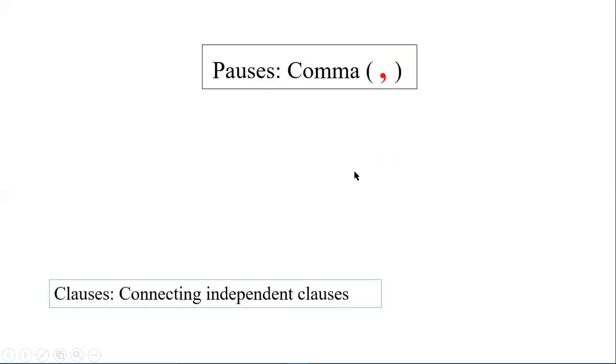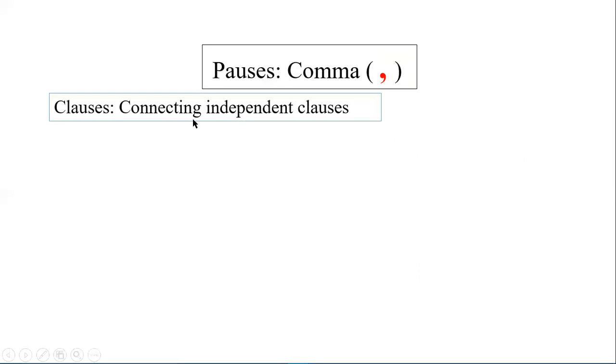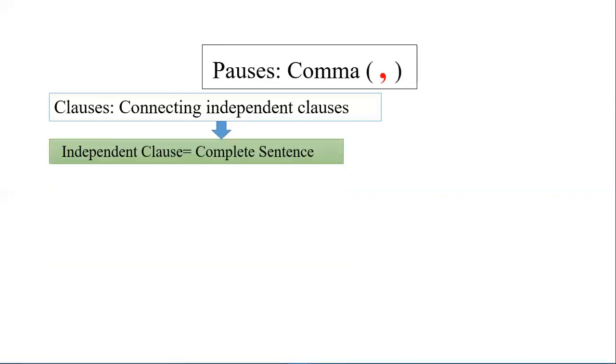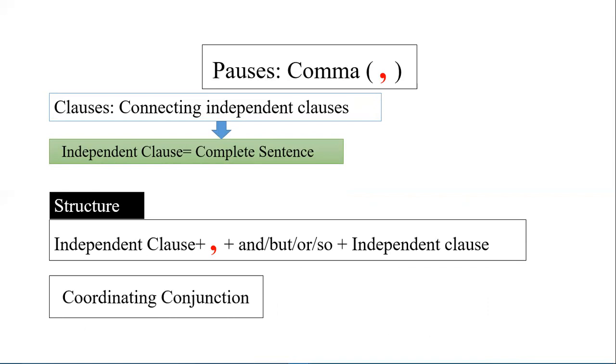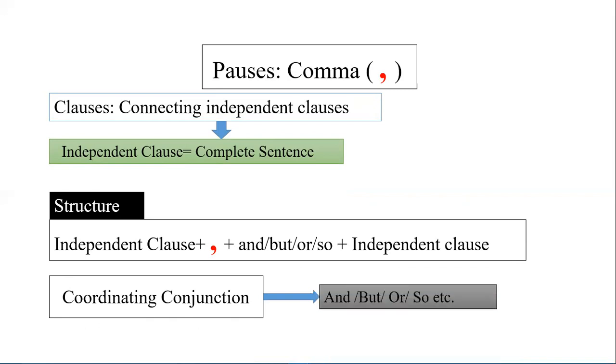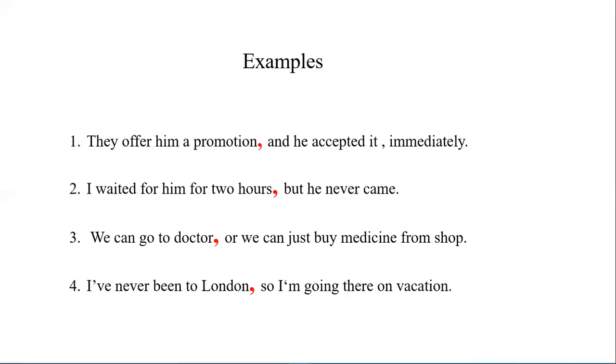So now another use of comma: connecting independent clauses. What should you use? That means an independent clause is equal to a complete sentence. A complete sentence is an independent clause, and an independent clause is a complete sentence. So here the structure is given: independent clause, we need to put a comma, then coordinating conjunction, then independent clause. That means this is one kind of compound sentence. In these compound sentences, coordinating conjunctions are and, but, or, so, etc. These are all the coordinating conjunctions. So now let us see the examples.